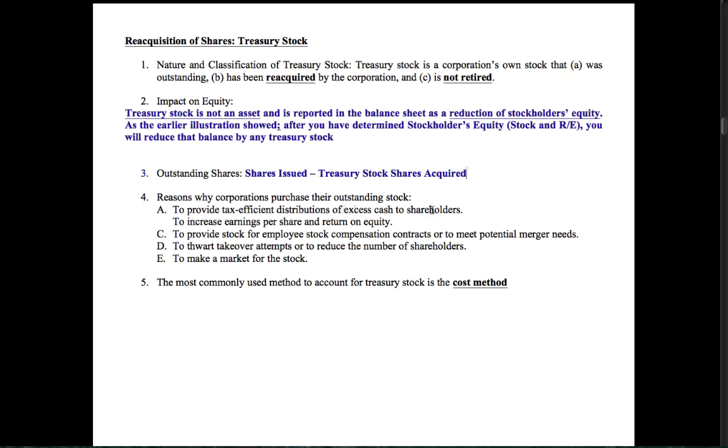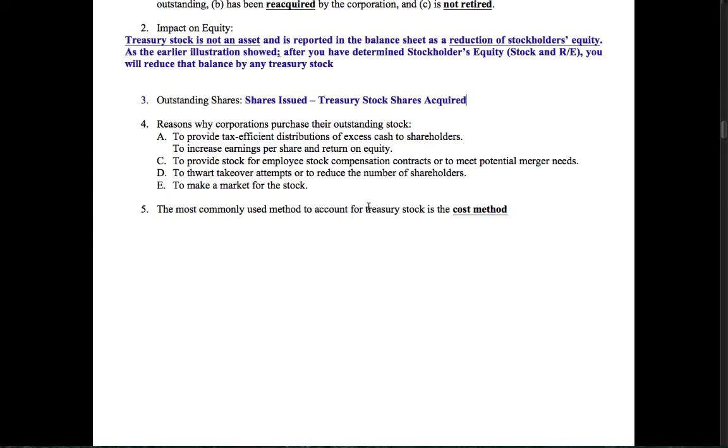There are a number of reasons why corporations would purchase their outstanding stock, and this is just briefly covering a few of those items. One, there's a tax benefit for distributions of excess cash to shareholders. Two, they could increase their earnings per share and return on equity. We will discuss earnings per share in more detail in chapter 16. But essentially, the company would be purchasing their shares back, which would decrease the denominator of the earnings per share calculation, therefore increasing earnings per share because they have fewer shares outstanding.